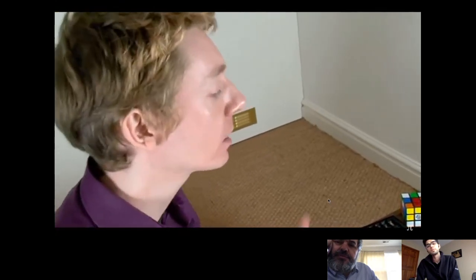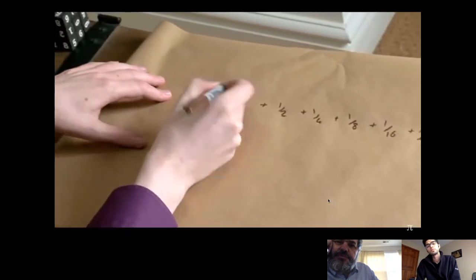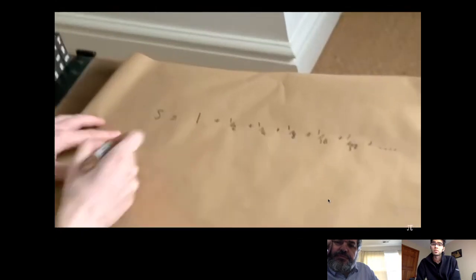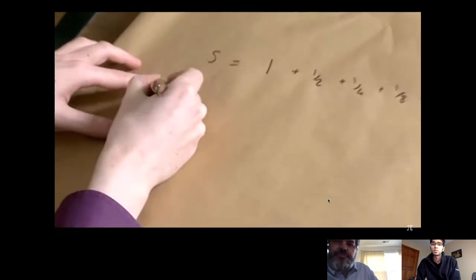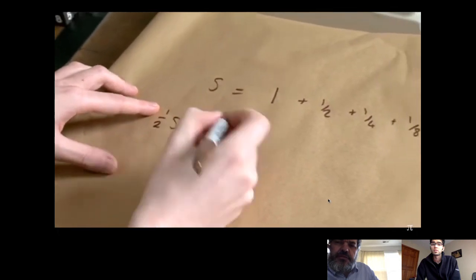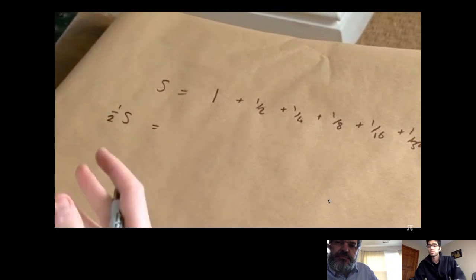Let's say this does have a value. Let's give it a value. Let's call it S for sum. Here's a trick that you can do. First of all, I'm going to multiply by a half. I'm going to multiply the whole thing by 1/2. So if I multiply the left-hand side by a half, you get half of S. On the right-hand side, I'm going to multiply term by term by a half.